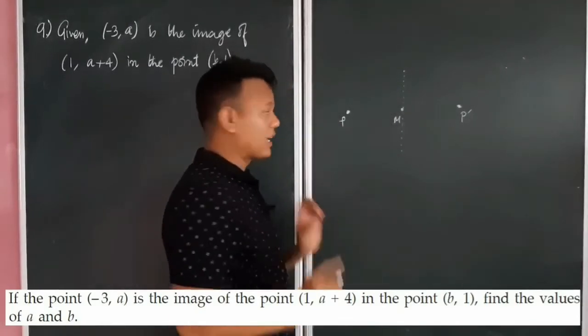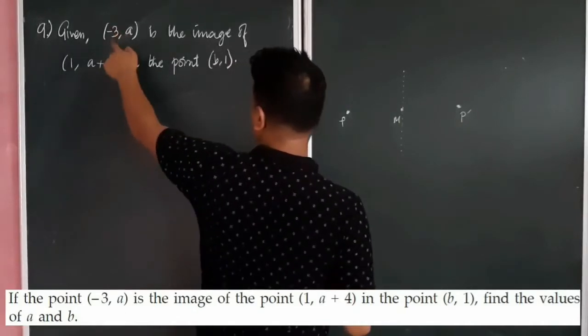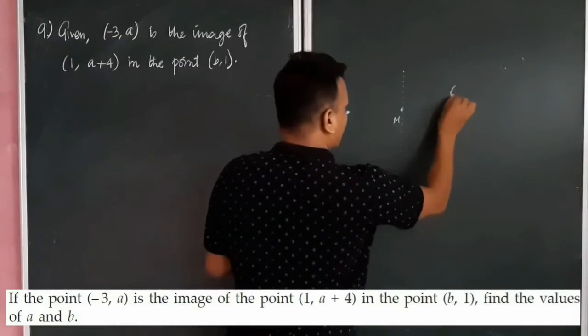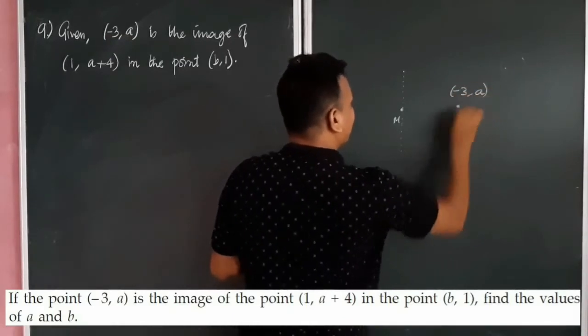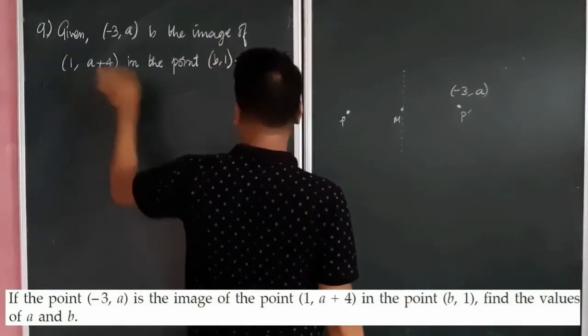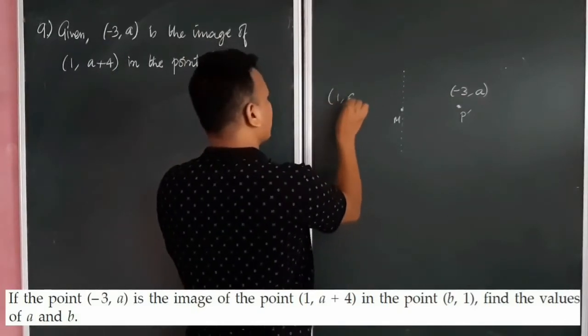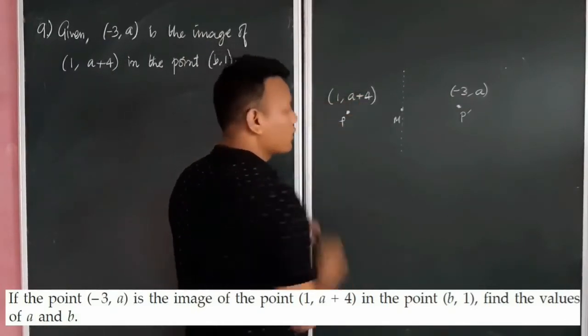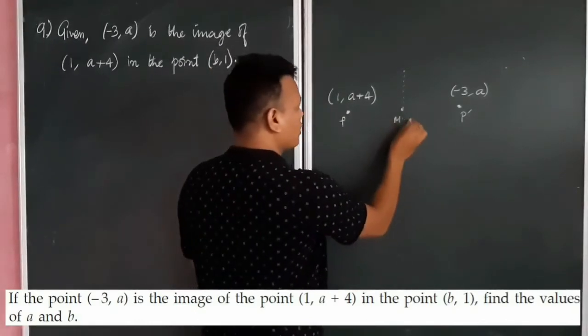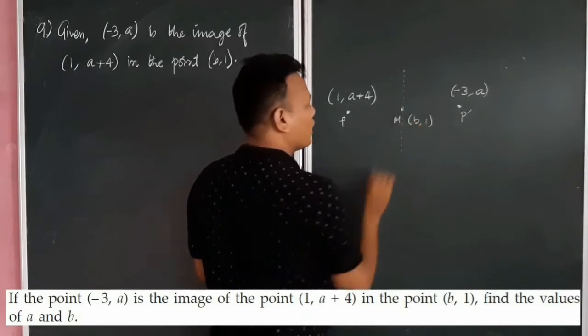Okay, so the same thing is happening out here. The question says minus 3 comma a is the image. So this is the image, which means minus 3 comma a lies out here. Image of what? Image of 1 comma a plus 4. So 1 comma a plus 4 should lie here. And through which point? Through b comma 1. So this point is b comma 1 out here.